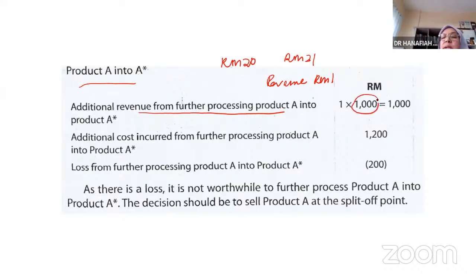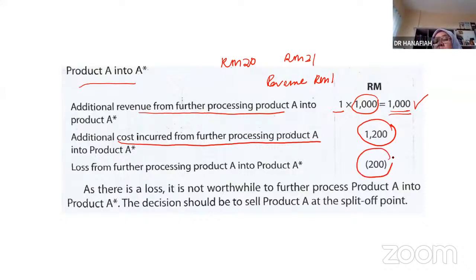So the revenue here is only RM1, and the number of units is 1,000. So the revenue is 1,000. However, the cost that you are going to incur for further processing of product A is 1,200. So you are going to lose about 200 ringgit, right? As there is a loss, it is not worth further processing product A, and the decision you need to make is to sell product A at the split-off point.